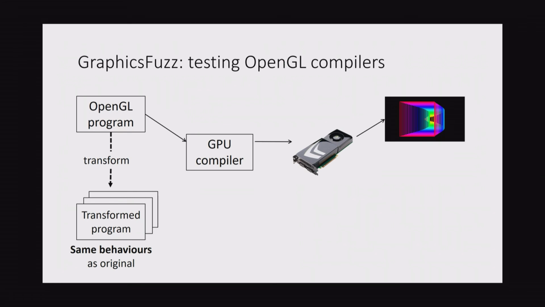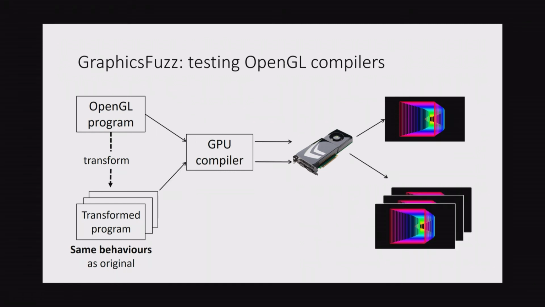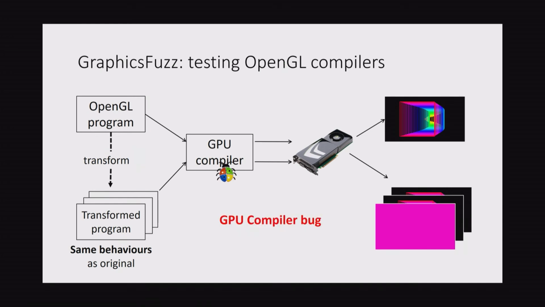The transformed programs are, by careful construction, guaranteed to have the same behaviors as the original program. We apply transformations, like wrapping something in a one-iteration loop, that shouldn't introduce any more behavior. They should only preserve behaviors. If we push those programs through the compiler and run the resulting code on the GPU, we should get a stack of images that are the same as the original. And if we get a bad image, we know there's a bug in the compiler. Okay? And it's via that process that we found this bug in the Edge compiler, for example, and we found many bugs in other platforms.